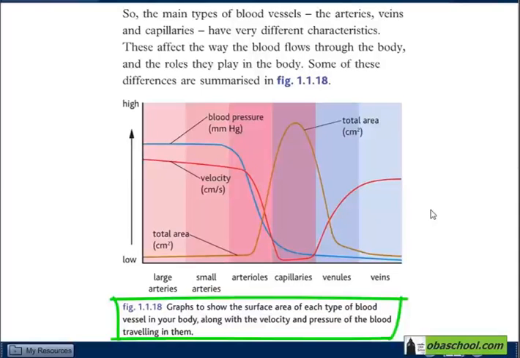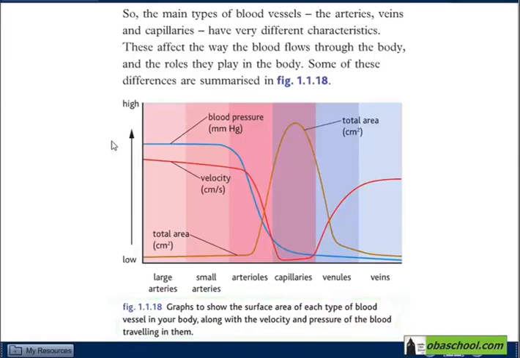This is a graph that shows us the surface area of every type of blood vessel in the body, so the three types that we talked about, and the velocity and blood pressure in every one of them. So we know we have the arteries, the veins, and the capillaries. Here we're going to look at all of them in detail. So the large arteries, small arteries, arterioles, capillaries, venules, and veins.